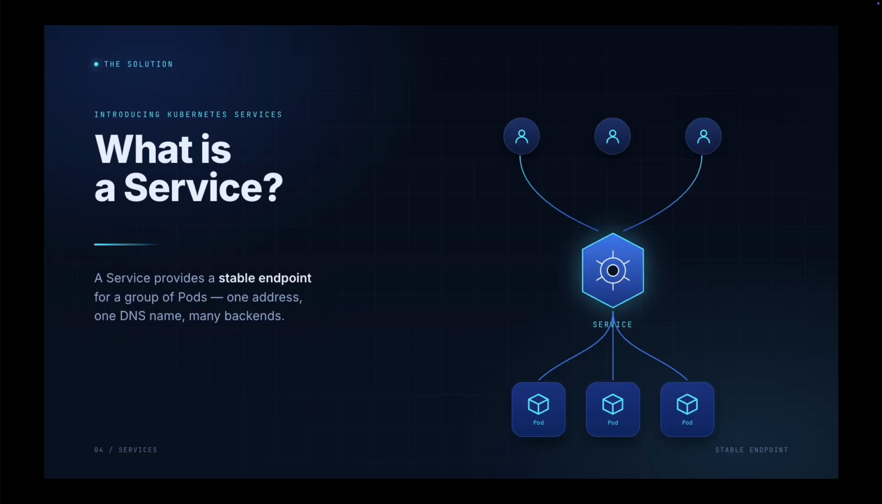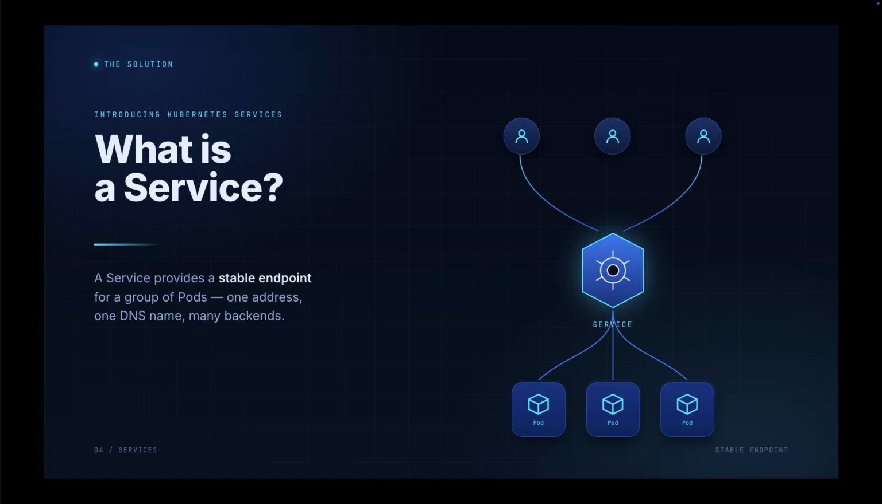So if pod IPs keep changing, what can provide a stable address for our applications? Let's look at what a Kubernetes service actually is. Now that we understand the problem, let's look at the solution. A Kubernetes service is a stable network endpoint that sits in front of one or more pods. Instead of connecting directly to individual pods, applications connect to the service. The service keeps the same IP address and DNS name, even if the pods behind it are deleted and recreated.